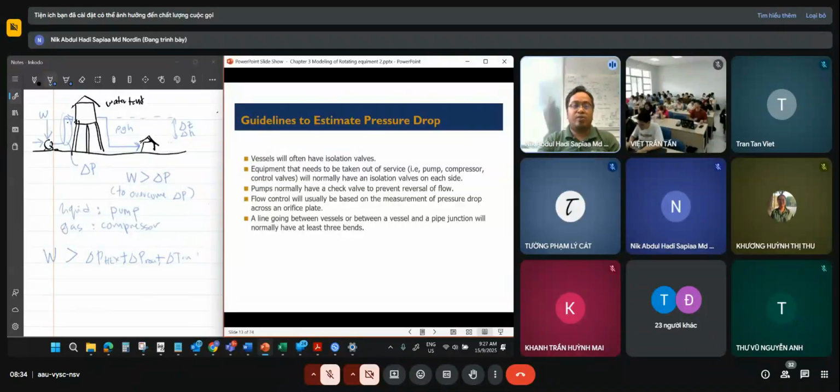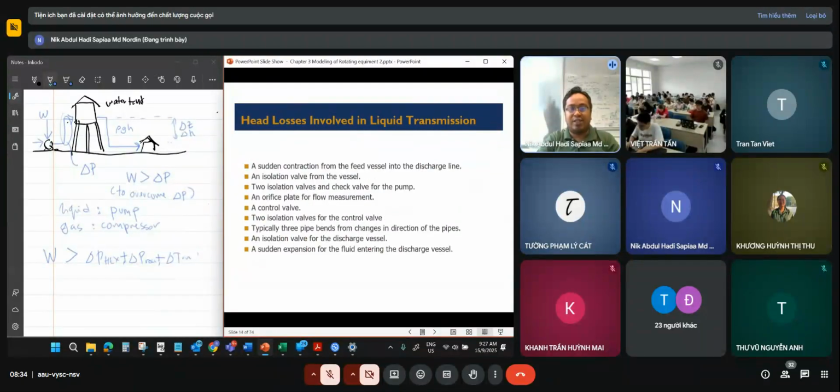So how do we define the pressure drop? Let's go into the next slide. All of this delta P, we typically call it head, the head loss within our system.